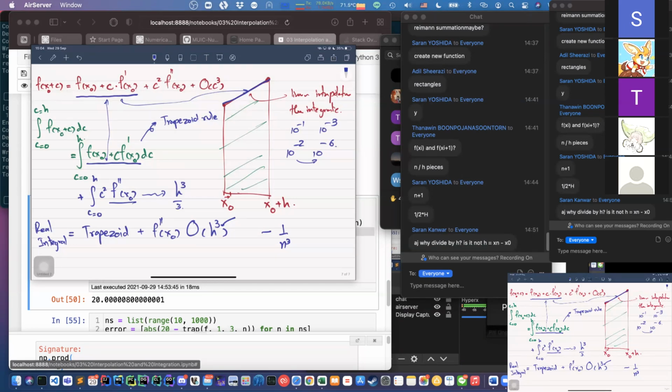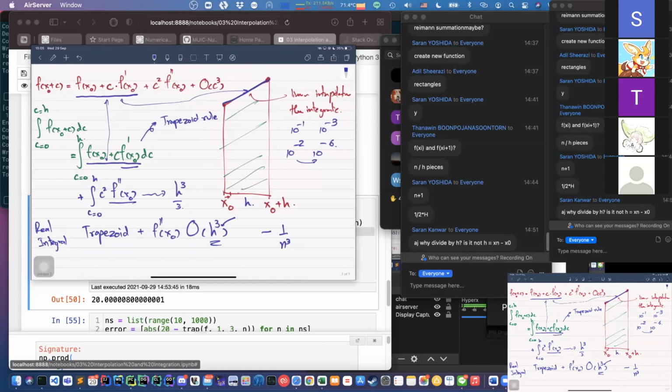So if you have one piece of width h and you integrate in a lousy way, your error is order of h cubed. If you only include the first derivative, then the error is order of h cubed. But you see, what we are doing is not just one piece. We sum up a whole bunch of pieces. So this is exactly what we do.